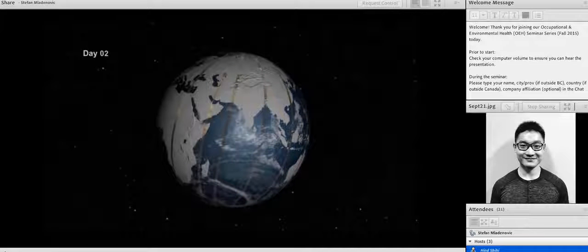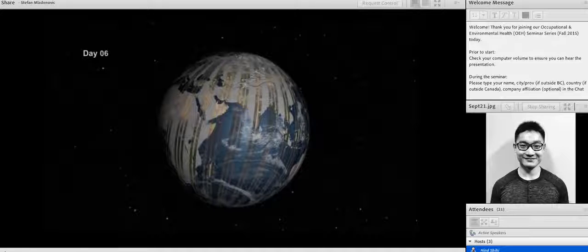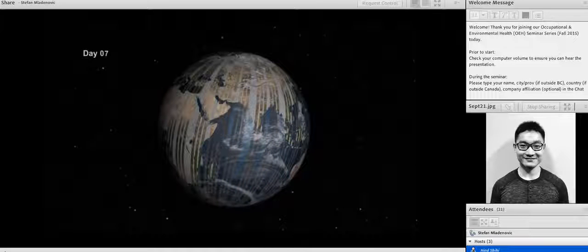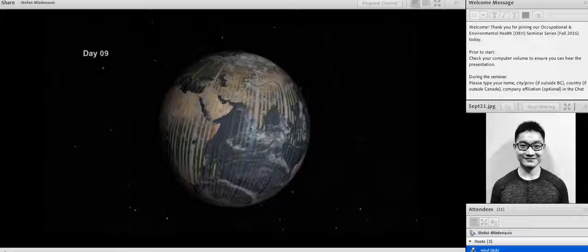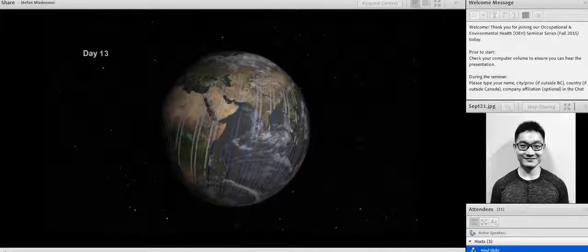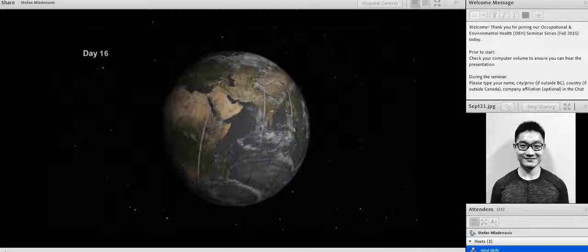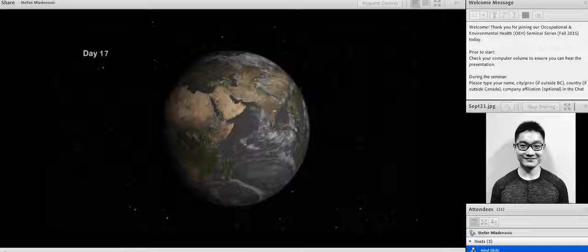The orbit's maintained such that after 16 days, the entire surface of the Earth has come within view of the Landsat instruments while sunlit. And then on day 17, the first ground path is repeated, so we get to view the entire surface once every 16 days.